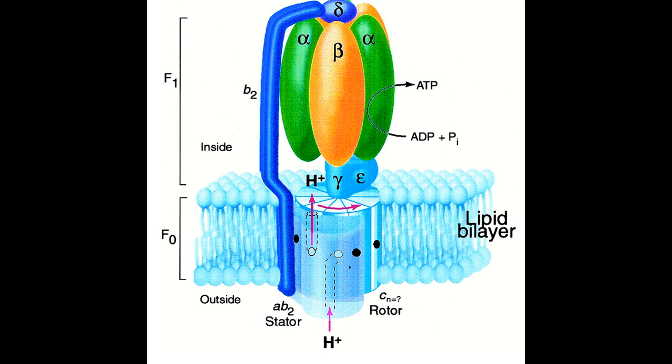In the next video, we are going to look into details of what really happens in terms of mechanism, and see how the flow of hydrogens causes the beta subunits to change to an empty state so that it can release the ATP bound.